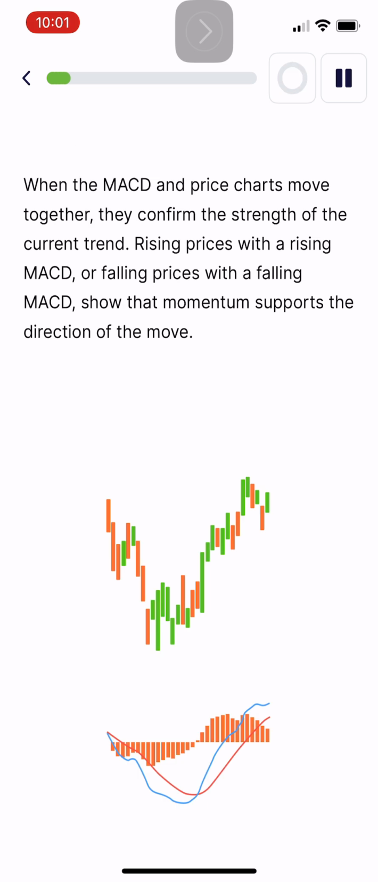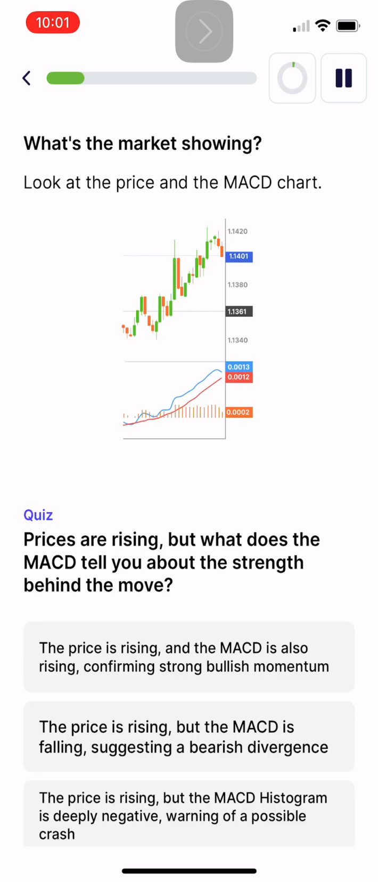action. When the MACD and price charts move together, they confirm the strength of the current trend. Rising prices with a rising MACD or falling prices with a falling MACD show that momentum supports the direction of the move. Time for a quick quiz.